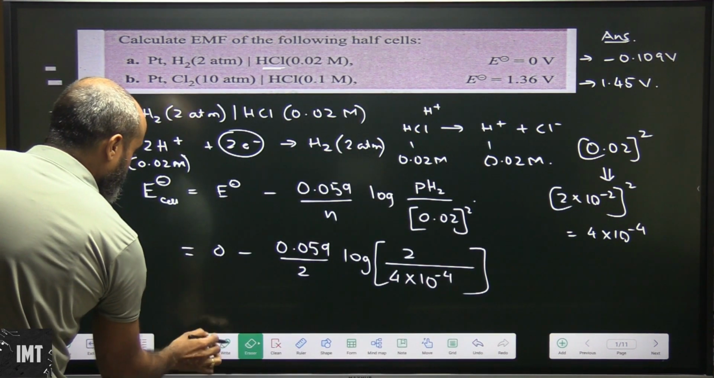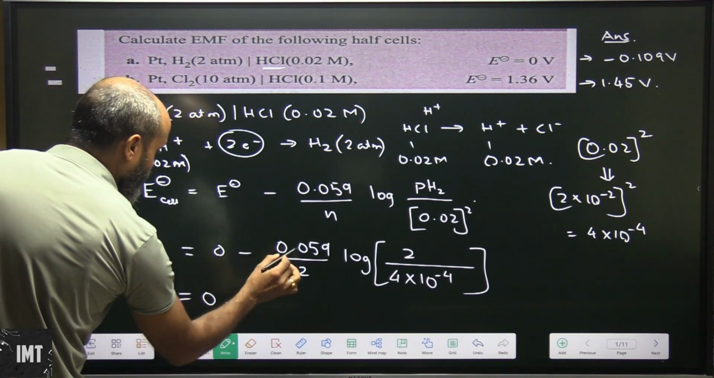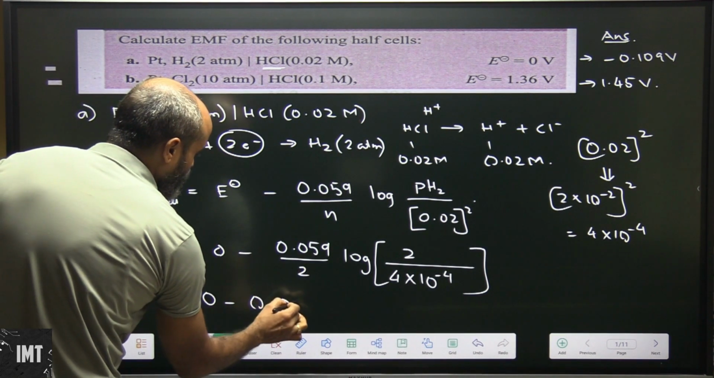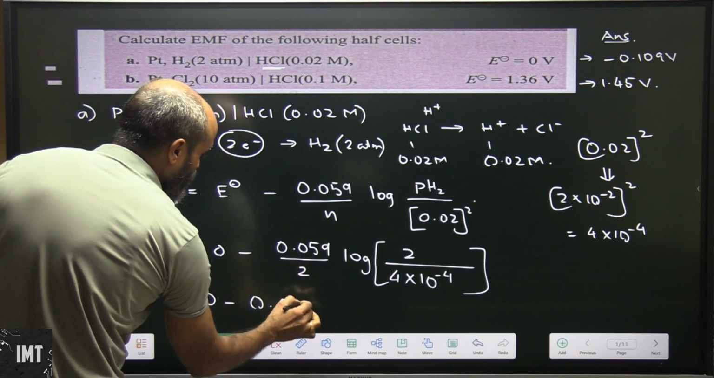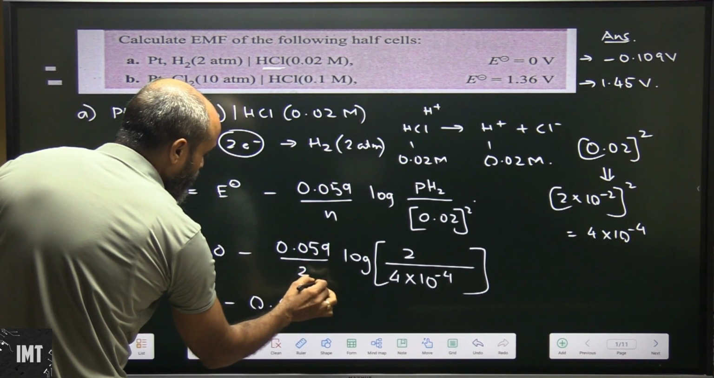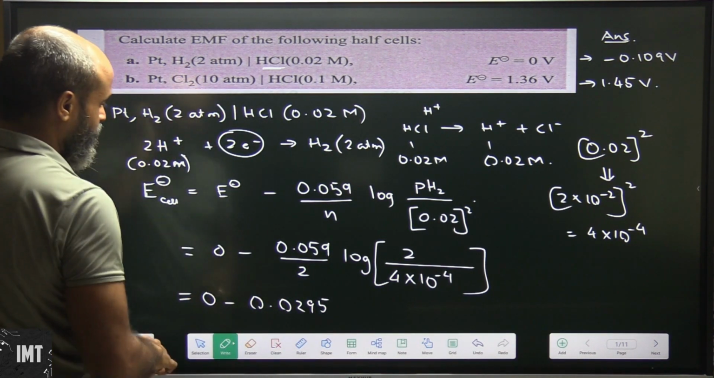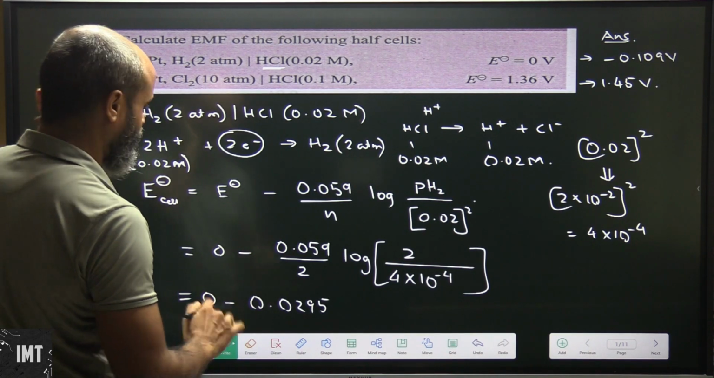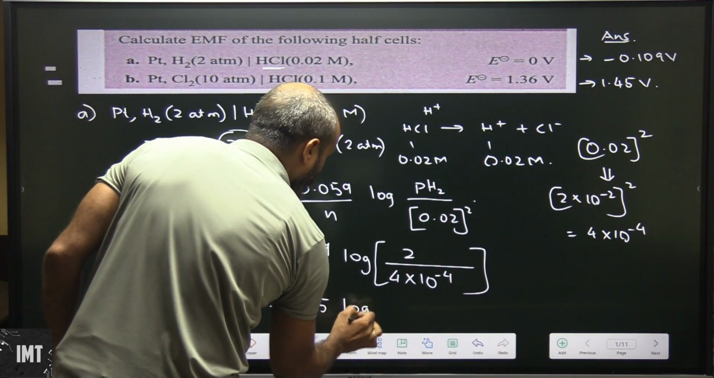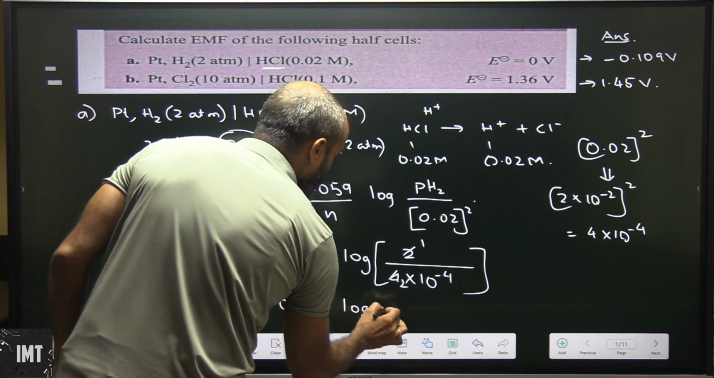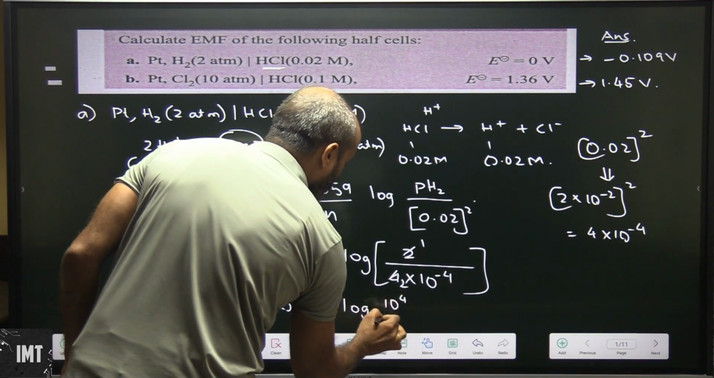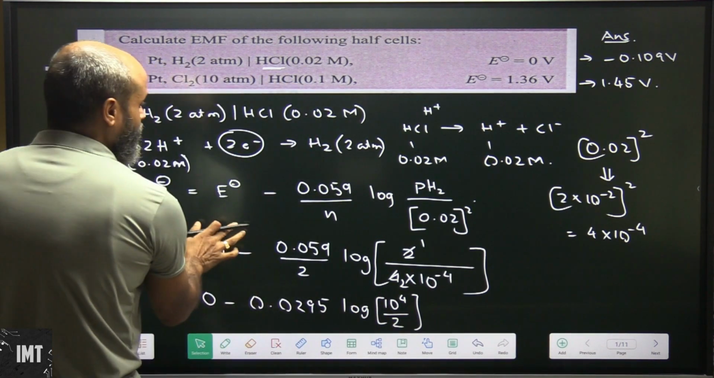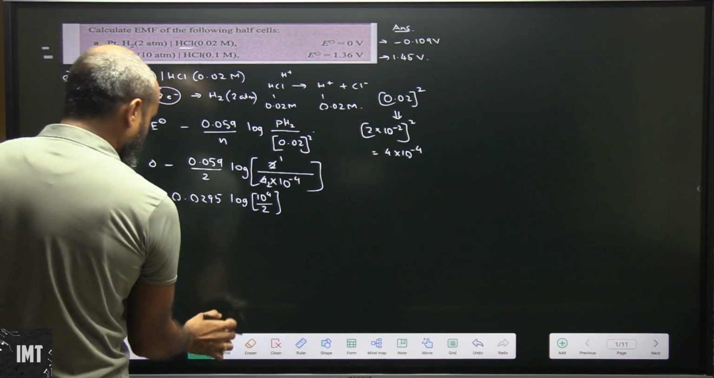This will be basically 0 minus, let's quickly do this, 0.059 divided by 2 is 0.0295. Are we on the right track? So log of 2 divided by 4 into 10 raised to minus 4, so log of 10 raised to 4 goes up, upon 2. Simple mathematics, people.